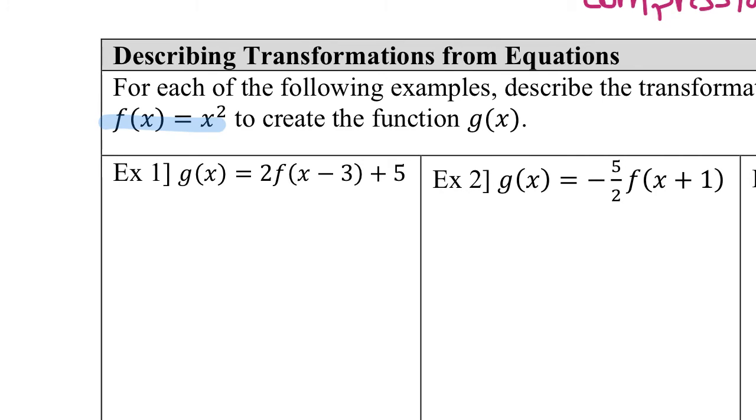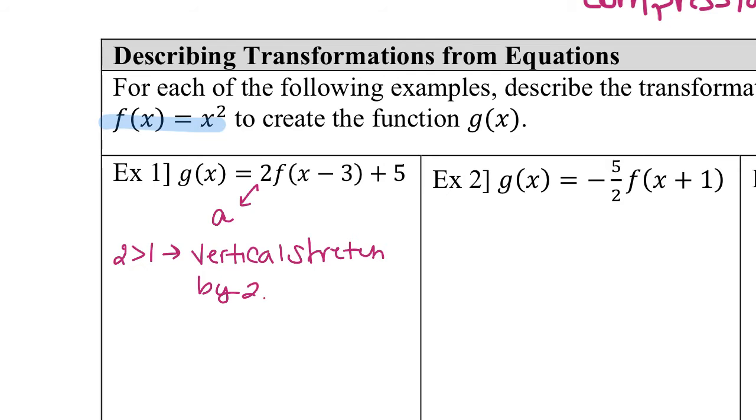So we have to decide what each one of these parameters are for. I just like to start in the front. So in the front are your a values. Since 2 is greater than 1, the first transformation is a vertical stretch by 2. That's one transformation that happened. Then we have this x minus 3 on the inside. That's our c parameter, and this is the one that works backwards. Since it's x minus 3, you're actually shifting right 3 units.